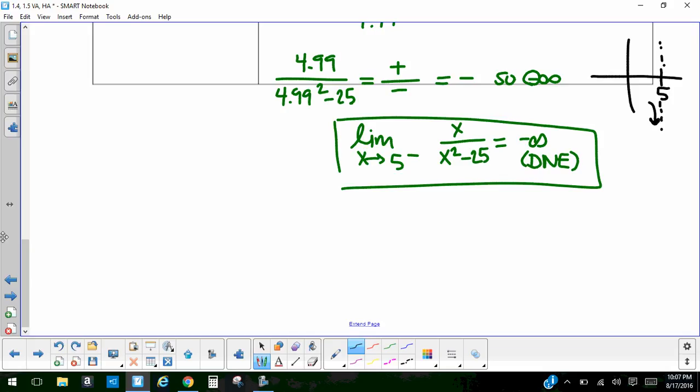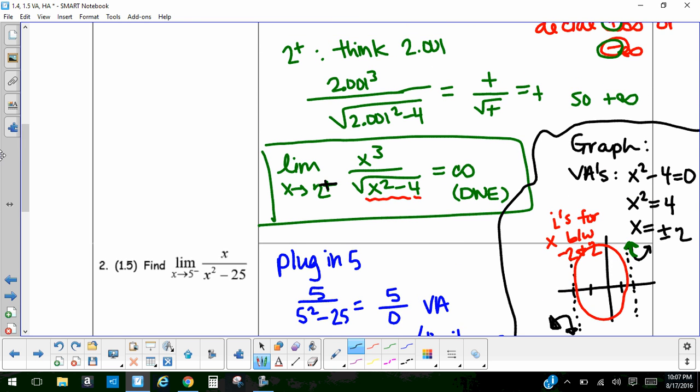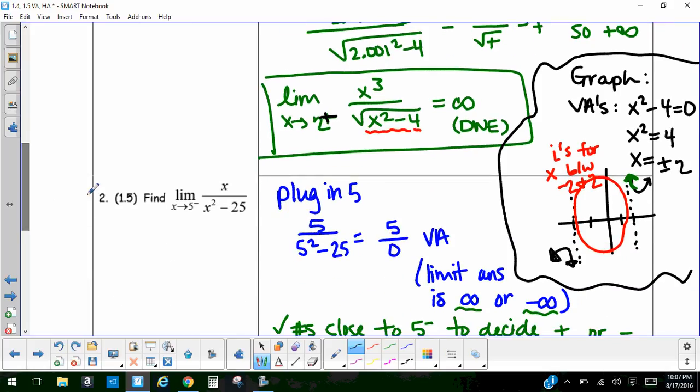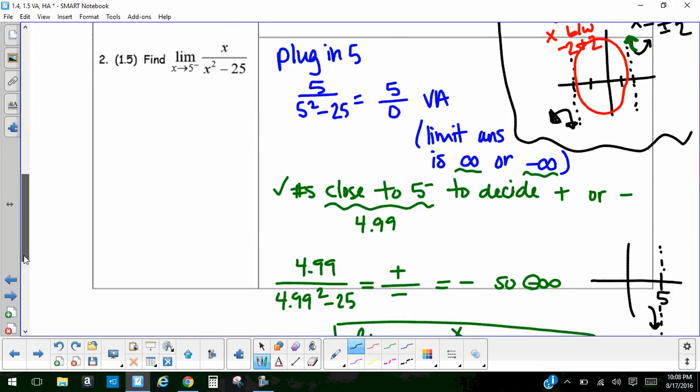Okay, so some things to pay attention to. I really didn't care that it was 2 from the right or that it was 5 from the left until I started to plug in and realized I had a problem. I got a number over 0, and that meant it was kind of a weird case. It was a vertical asymptote. Then I needed to know which side I was coming from so I could decide if the limit would go to positive infinity or negative infinity.